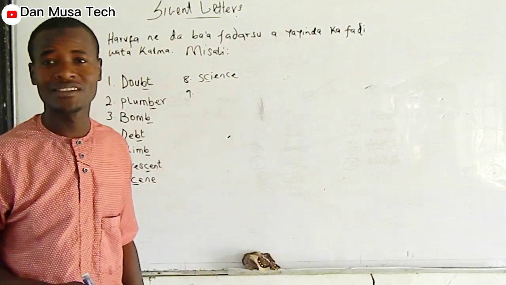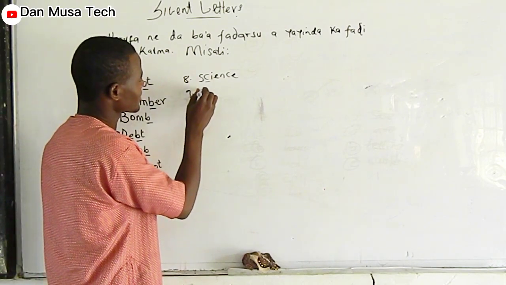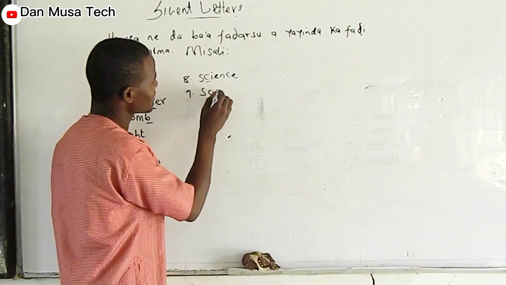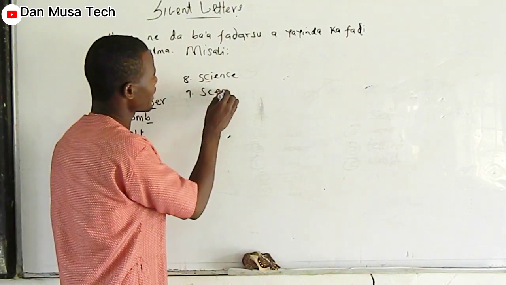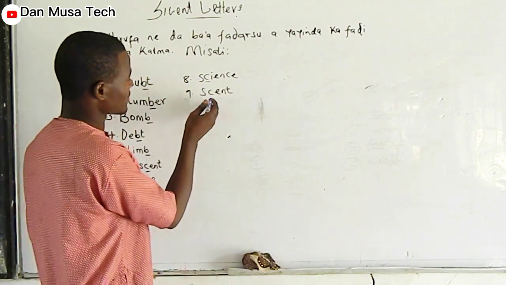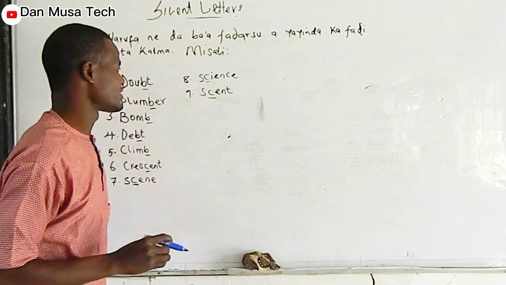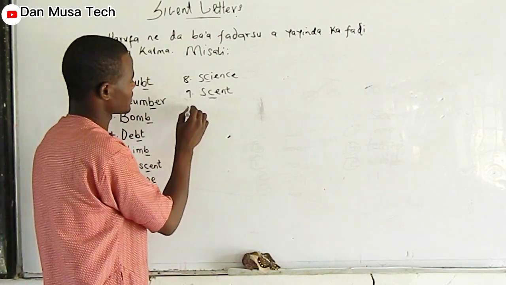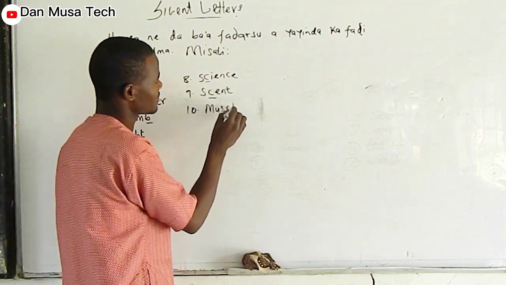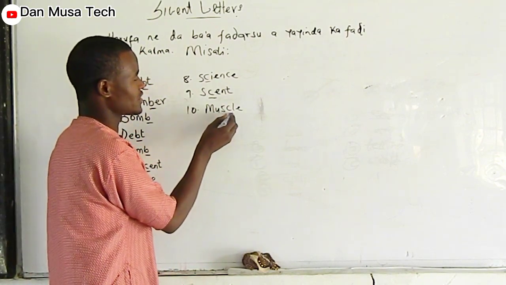Then we have scent. Don't say scent with a hard C. S-C-E-N-T. Scent. Again, the C is silent. And then we have muscle. Number 10. Muscle. You cannot say muscle with a hard C. This C, again, is silent.